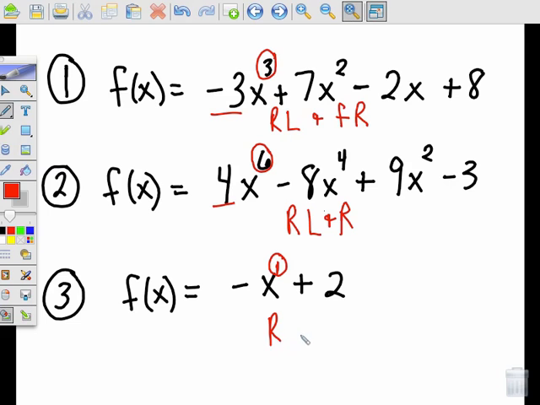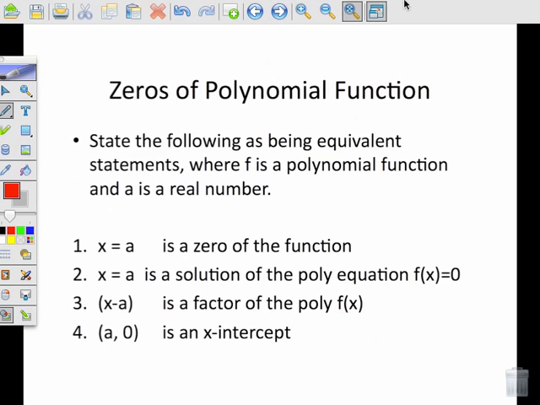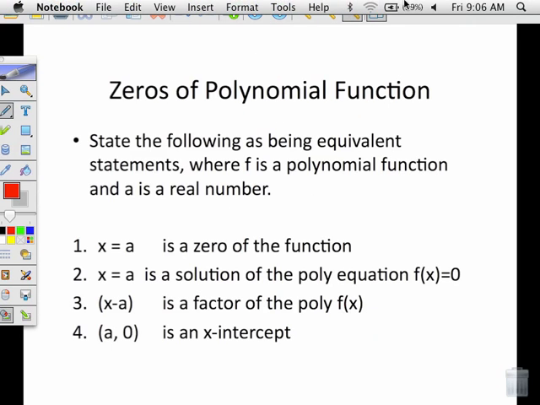Here on the last one, my degree is 1, and it's negative. So it's going to rise to the left and fall to the right. Think of a linear equation with a negative slope, what the behavior is.